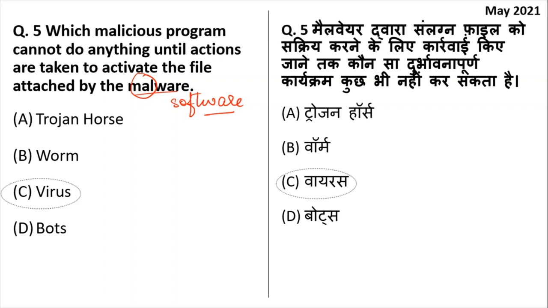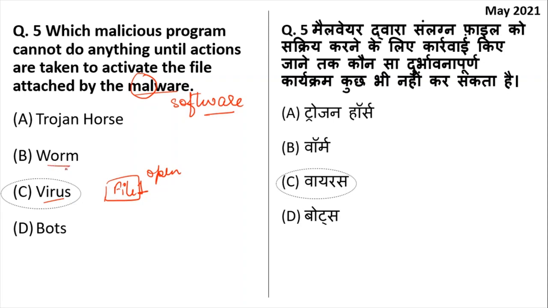There are different types of malware. So viruses are those malware which cannot do anything until you open the file. Okay, if there is a virus in a certain file, like file 1, unless and until you open this file, nothing will happen to the computer. But as and when you open it, your computer will become infected.